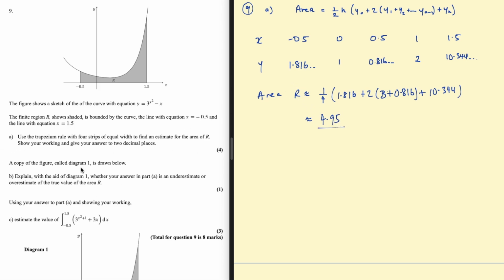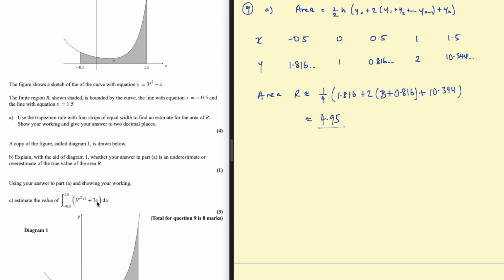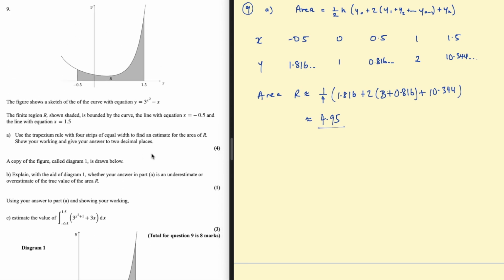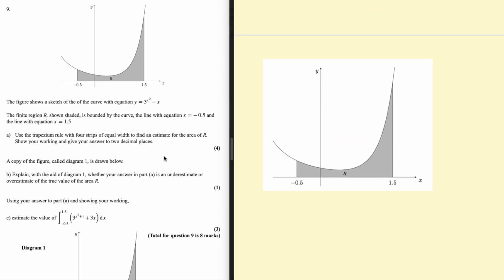Part B says a copy of the figure is drawn below. Explain with the aid of the diagram whether your answer is an underestimate or overestimate of the true value of R. So here they have given us an extra figure. I've copied that down here because I can't draw on this one. So you want to draw in the trapeziums that you just used to calculate that area.